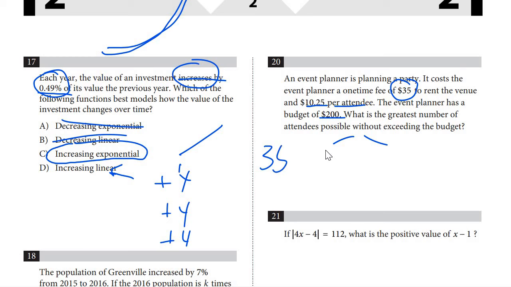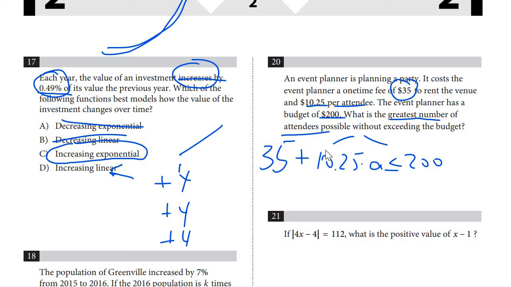You have a one-time fee of $35 plus the $10.25 per attendee, so we call that A, and we have a maximum budget of 200, so no more than 200, so we can just solve this inequality. And remember, don't give a decimal number, but give a whole number, because we're looking for the number of attendees.